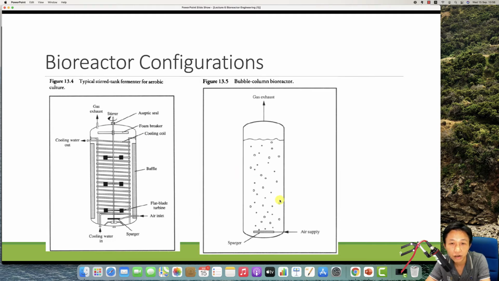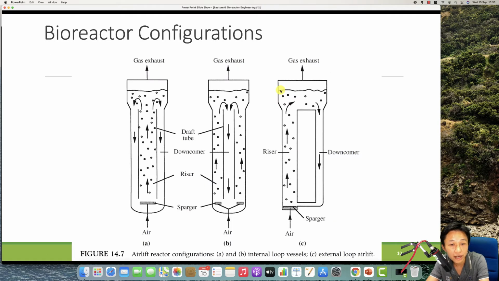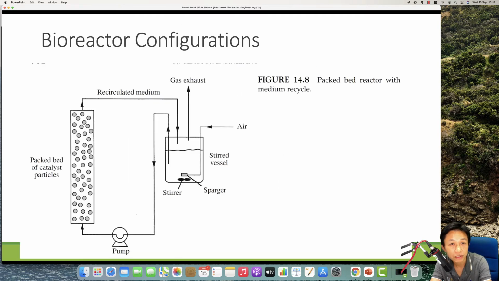Okay, and then this is a conventional bubble column. And for the airlift bioreactor, you have many kinds of things. This one is called the internal loop vessel. This one is called the external loop. The part going upward is called the riser, and the part that comes down is called the downcomer. This is a similar thing. And then the sparger is where the air is introduced inside the bioreactor, for example. This is the bioreactor configuration, and actually there are many kinds of bioreactors we use in industry.